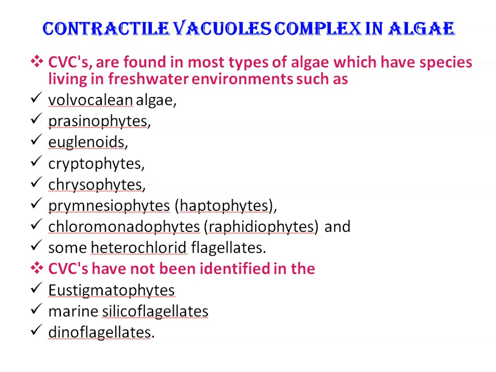Distribution of contractile vacuole complexes in algae. CVC are found in most types of algae which have species living in freshwater environments, such as volvocales, xanthophytes, euglenoids, cryptophytes, chrysophytes, then haptophytes, raphidiophytes, and some heterokont flagellates. Contractile vacuole complexes have not been identified in the eustigmatophytes, marine silicoflagellates, and dinoflagellates.